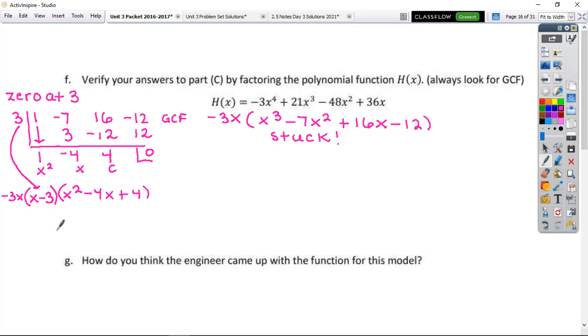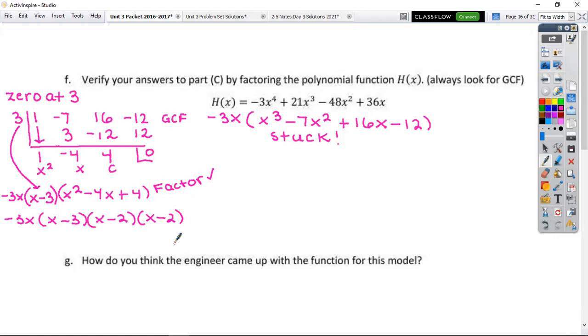The point of your synthetic was to be able to take your polynomial and reduce it down to something you can work with. So now if I look inside the parentheses, can I factor this? Yeah, it's just a trinomial now. So you essentially got yourself over that hurdle, and now you can continue. So I'm going to rewrite the negative 3x and the x minus 3. And I'm going to factor this trinomial, multiplies to 4, adds to negative 4, into x minus 2 and x minus 2. Almost done.